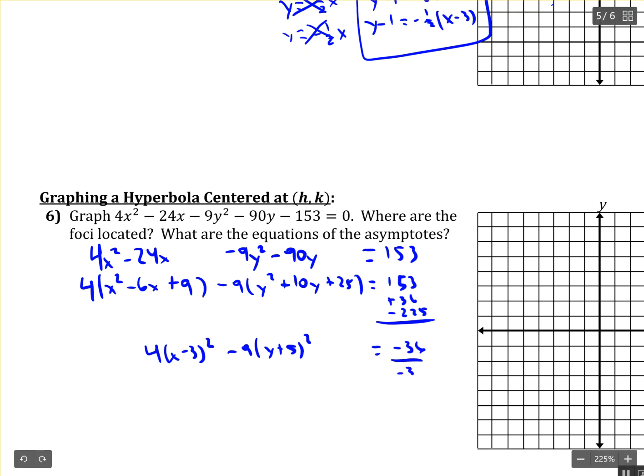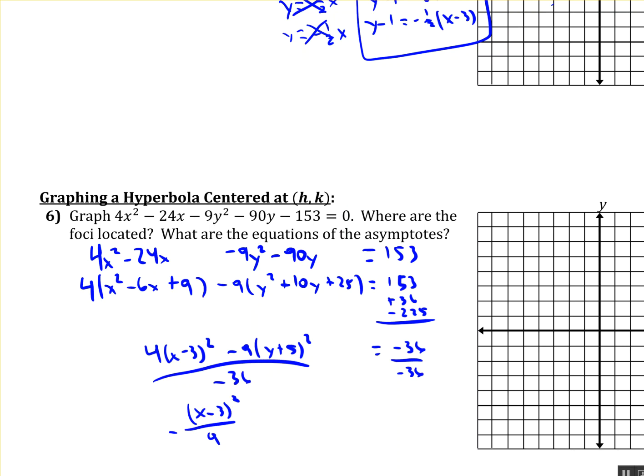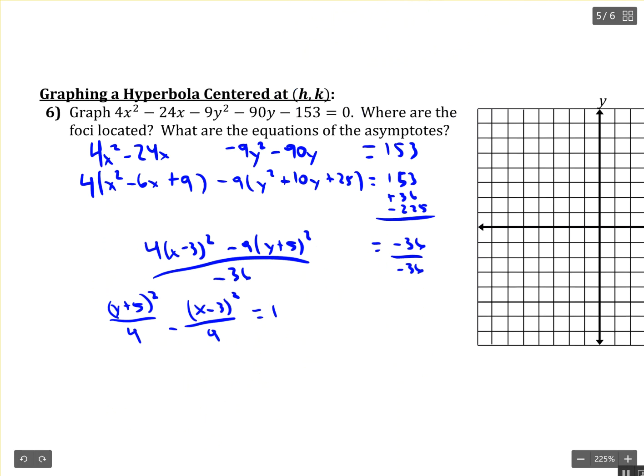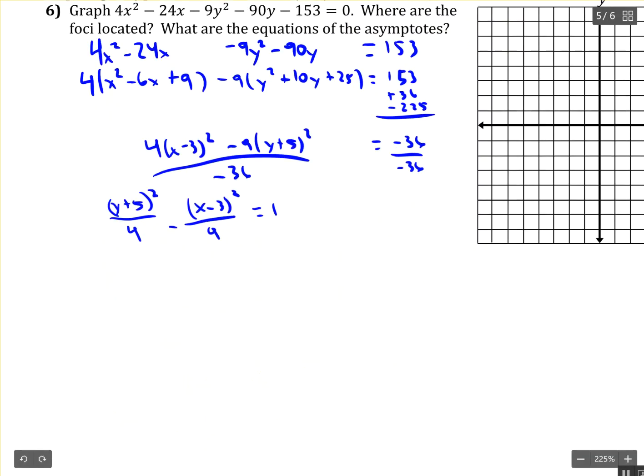And let's divide both sides by negative 36 to get it equal to 1. So 4 goes in there 9 times, so I get (x minus 3) squared over negative 9. So let's put the minus on front. And then the negative 9 and negative 36 gets me to a positive 4 in the denominator. So (y plus 5) squared over 4. So they kind of switch sides there. That's equal to 1. All right, so we've got everything we need here.